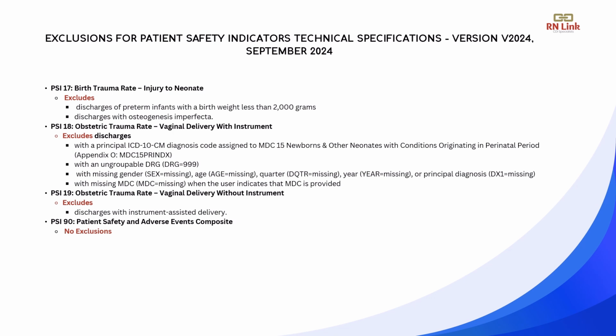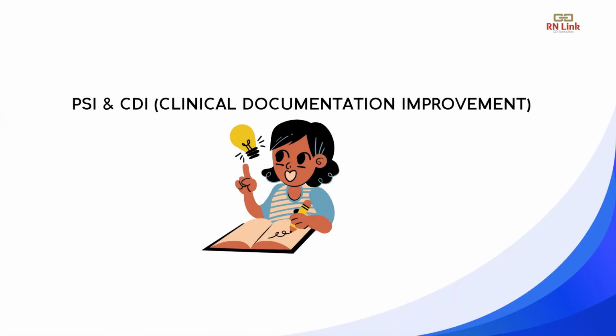PSI 19, obstetric trauma rate, vaginal delivery without instrument. Excludes discharges with instrument-assisted delivery. PSI 90, Patient Safety and Adverse Events Composite. No exclusions. PSI and CDI.